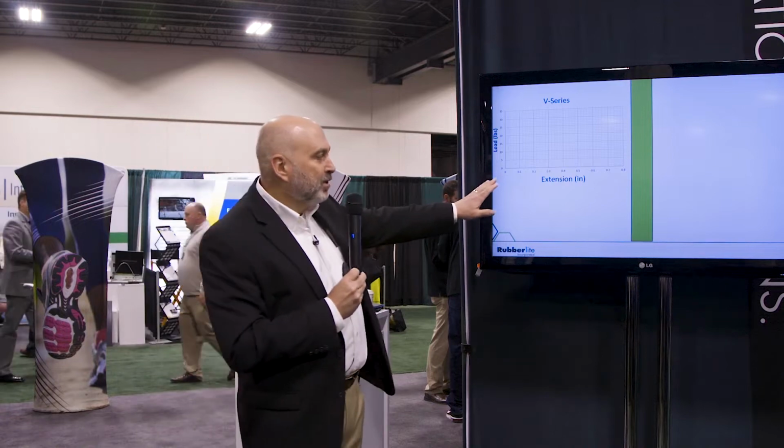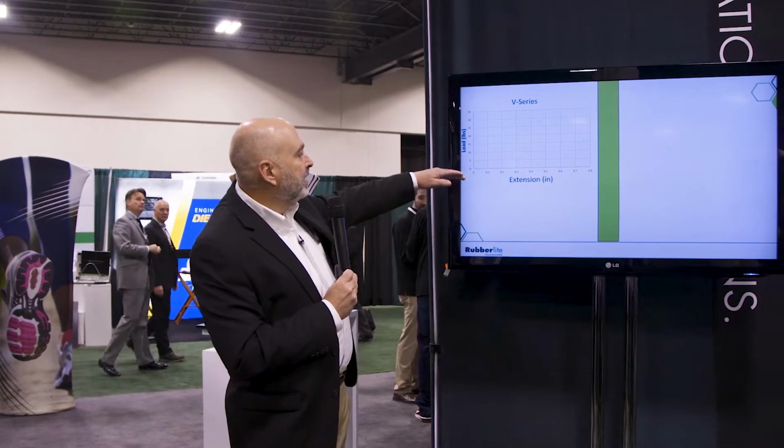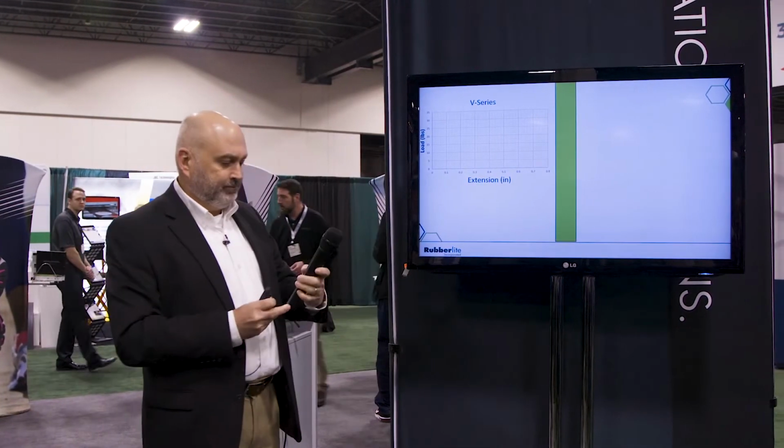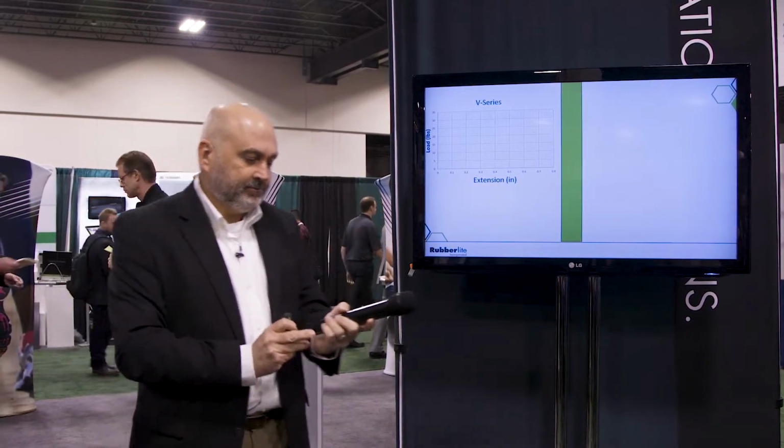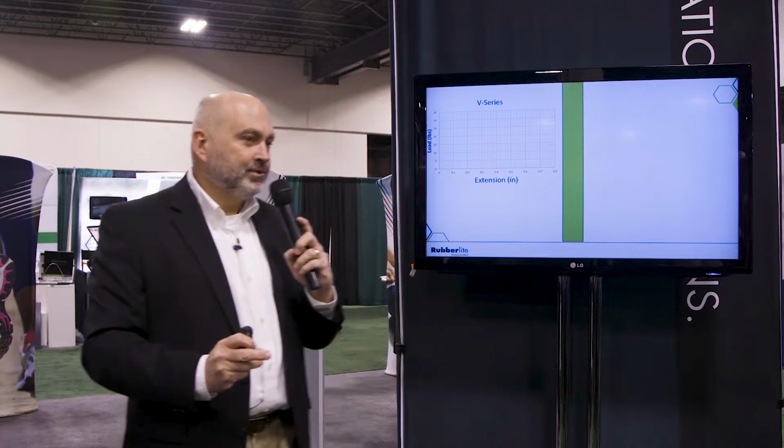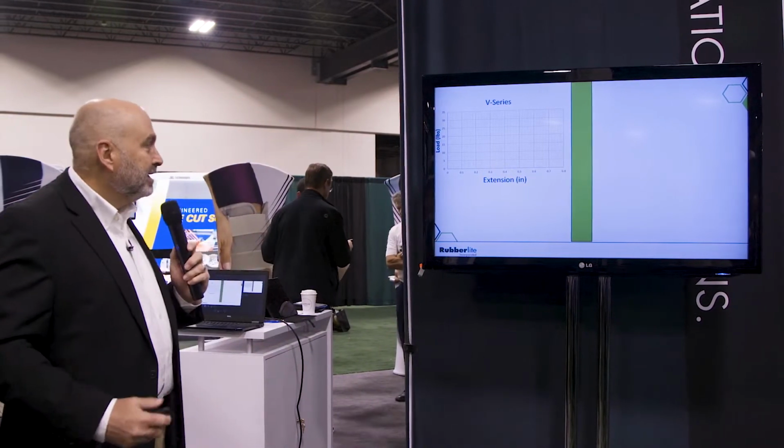This is a hysteresis plot where we're measuring the load against a material. Sorry, I've lost my microphone. Sorry, microphone went off.